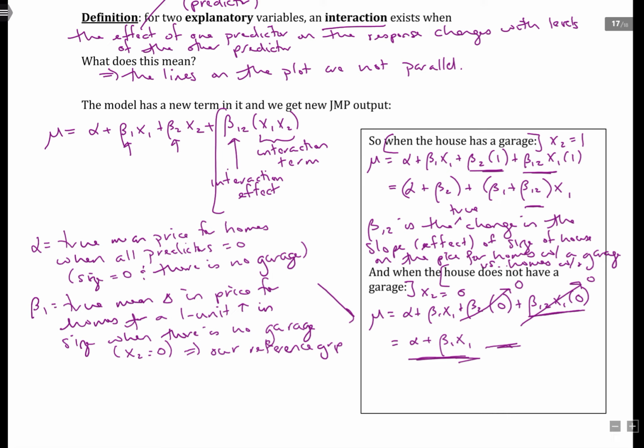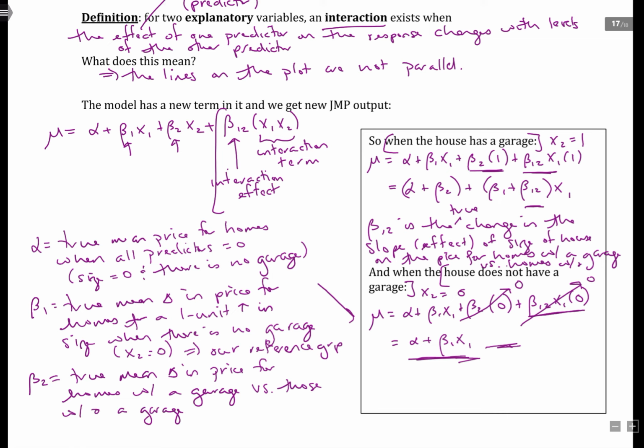So with that in mind, we can now get beta 2. Beta 2 is the true mean change in price for homes with a garage versus those without a garage, for homes of a fixed size.